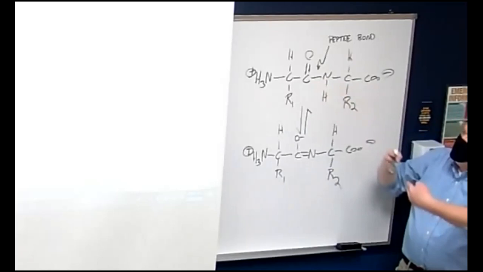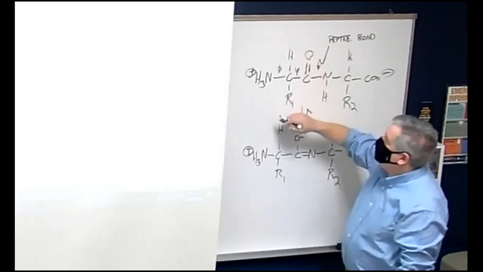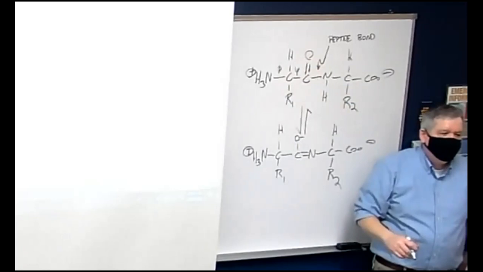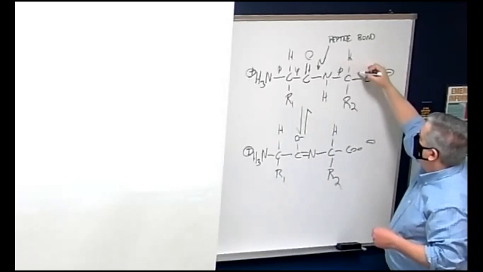Now, the other bonds in the peptide backbone are called phi and psi bonds. These are plain old single covalent bonds. So theoretically, we should be able to get a full 360-degree rotation around the phi and the psi bonds. And here's the phi and the psi over here as well.